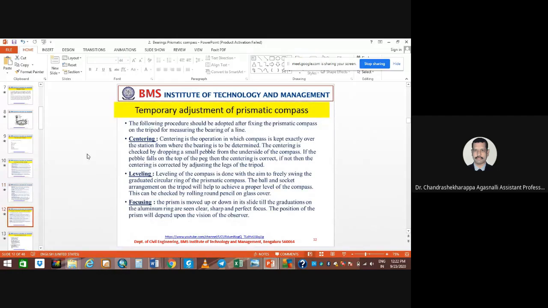Now, how are you going to make the temporary adjustment of the compass? What are the major temporary adjustments? Generally the prismatic compass is fixed with a tripod. First, once you fix it on the tripod, you need to make sure the centering is done. Centering is an operation where the compass is kept exactly over the station from where the bearing is to be determined. This centering should be checked by dropping a small pebble from underside of the compass down below. I will show you the exact figure of how it is done. If the pebble falls on the top of the peg and you can mark it correctly, that is the centering of the tripod.